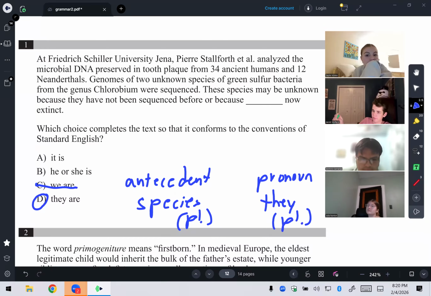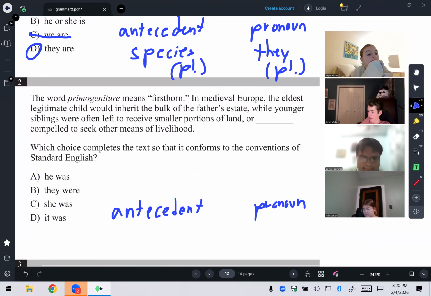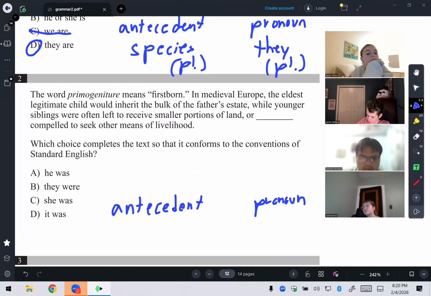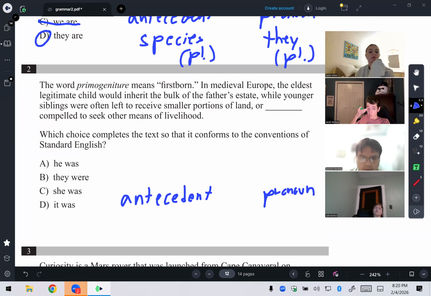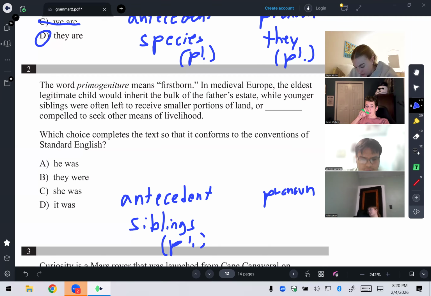All right, number two. The word primogeniture means firstborn. In medieval Europe, the eldest legitimate child would inherit the bulk of the father's estate, while younger siblings were often left to receive smaller portions of land or blank, compelled to seek other means of livelihood. So here we have siblings, which is plural. So we need a plural pronoun that can refer back to the siblings, they.